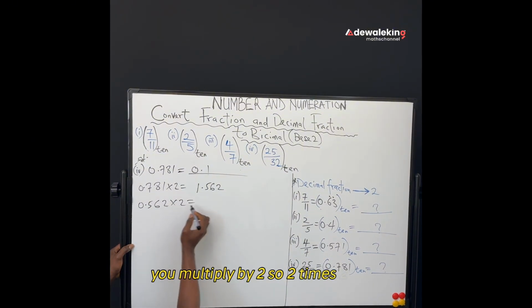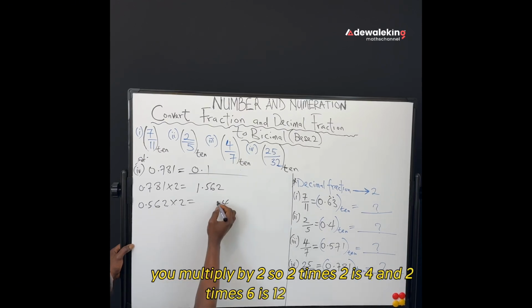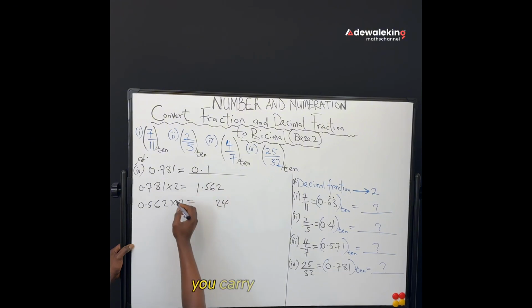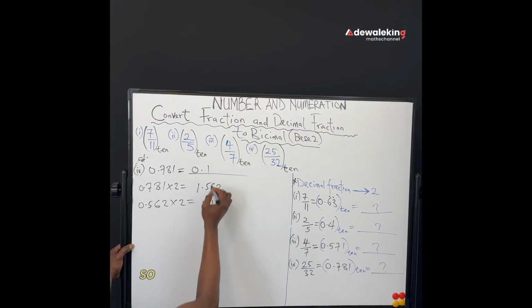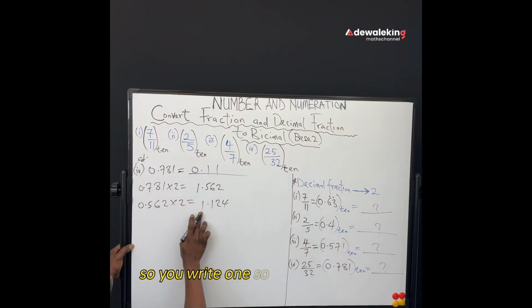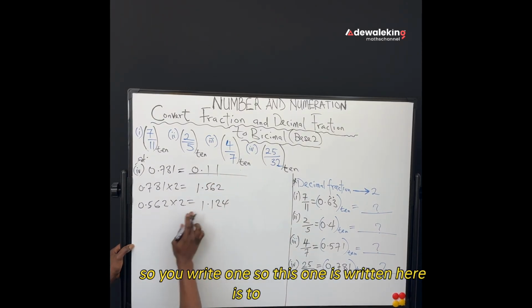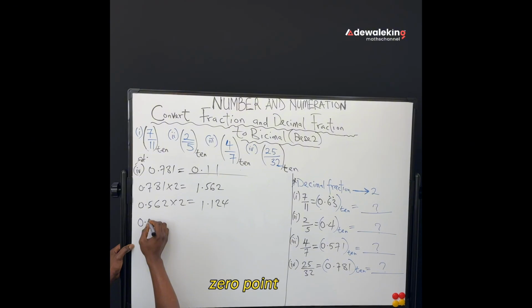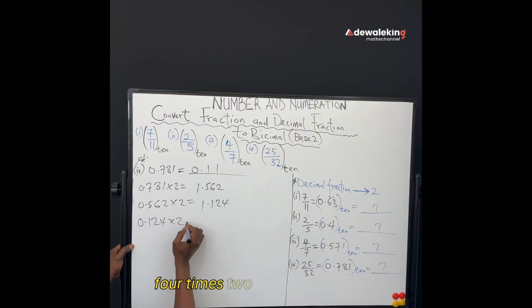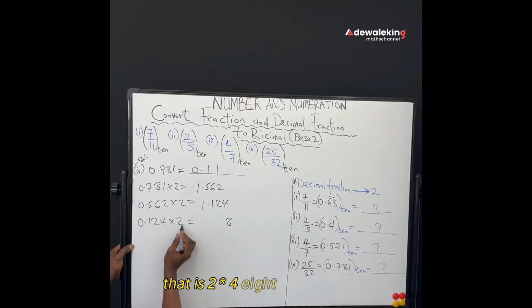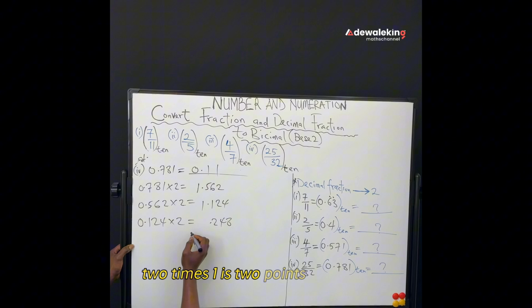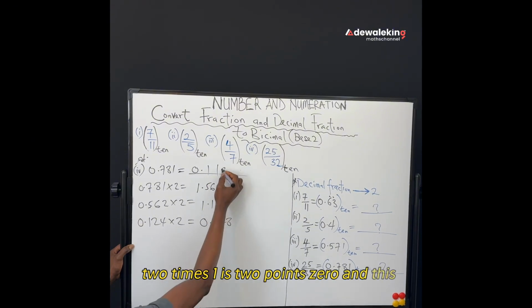So 2 times 2 is 4, and 2 times 6 is 12. So that is 2. You carry 1. 2 times 5 is 10. That is 11. So you write 1. So this one is written here. This will be left as 0.124 times 2. So that will give us 8. That is 2 times 4. 2 times 2 is 4. 2 times 1 is 2, and this will be 0.